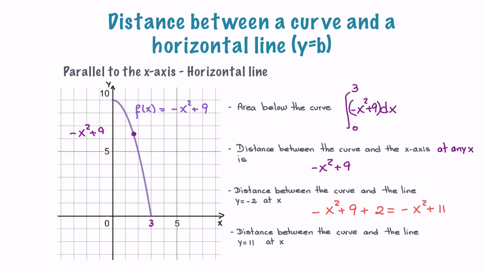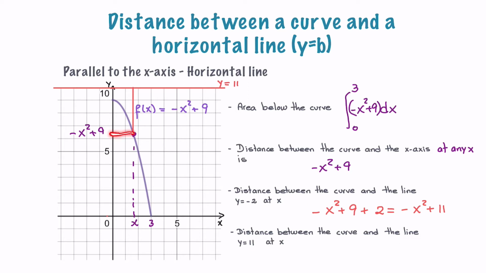Now we want to find the distance between the curve and the line y equals 11. Locate the line y equals 11, it would be somewhere here. y equals 11. And we want the distance from the curve to the line at a point x. Suppose again that this is your point x. At x, you want to find the distance between the curve and the line. How do you get that distance? Think a little bit.